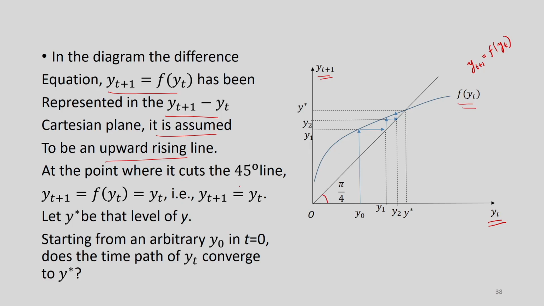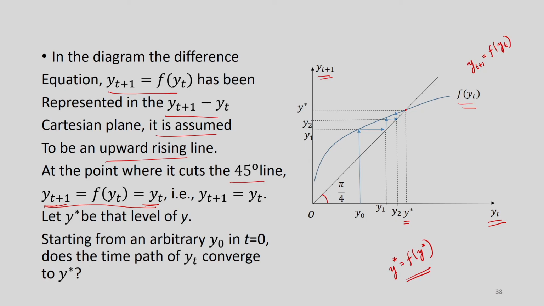At the point where it cuts the 45-degree line, we have y t plus 1 equal to f of y t equal to y t, right. The y and the x are equal, because at this point you are on the 45-degree line as well. So, y t plus 1 and y t are the same at that point. Let us suppose that particular value of y t is denoted by y star. So, what we essentially have is y star is equal to f of y star. That is how y star is defined.